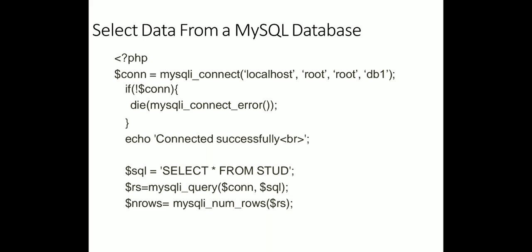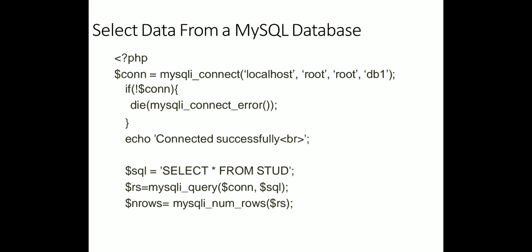Here we haven't used any client flag. We have directly used simple parameters: localhost, root and db1. db1 is the database where you have stored your data. If there is no connection, it will print the message die MySQL connect error and go directly to the error function. Otherwise, outside the if, it will print connected successfully.